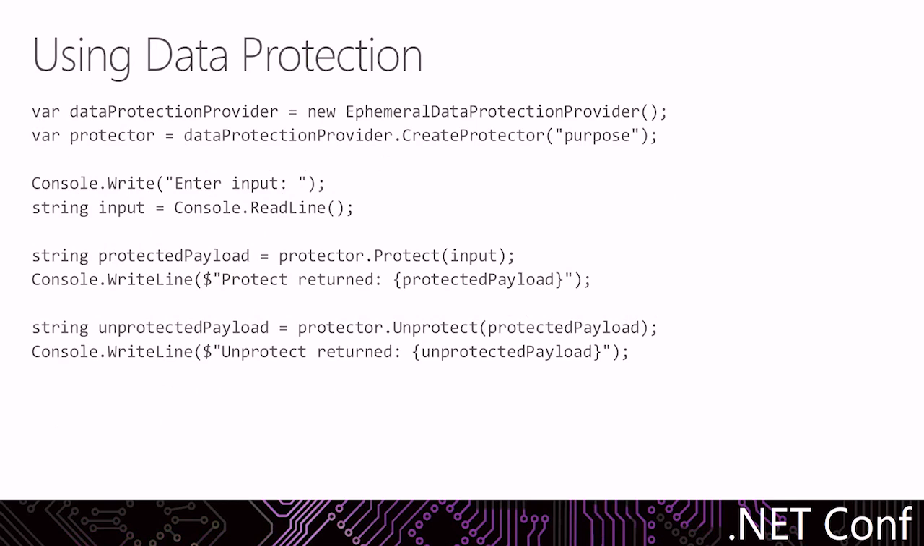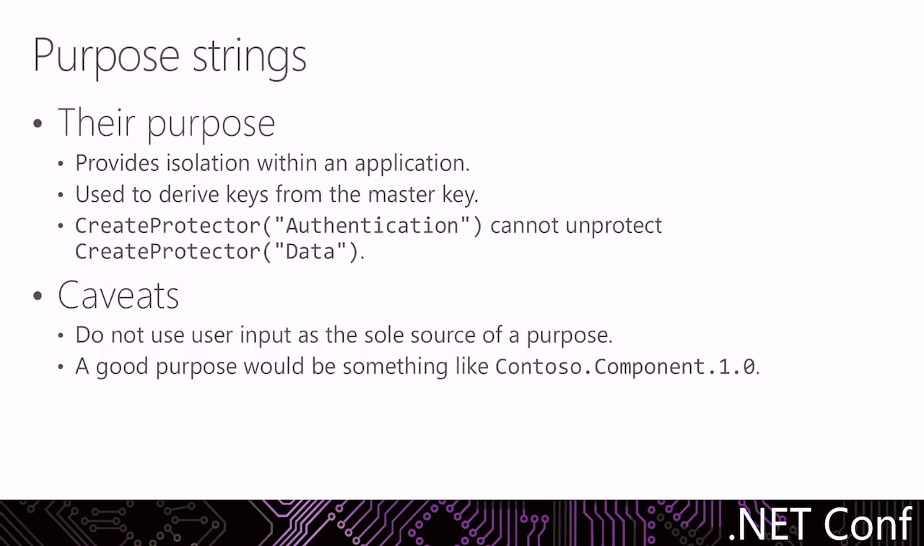An example using the ephemeral data protection provider, the one that gets thrown away. Nice and simple. I'm going to create a protector with a purpose. It's not very exciting. So purpose strings, they are, as I've said, a way to isolate individual elements within an application. So they are used to sort of derive keys from the master key. So we can create a protector for authentication. It can't be used to unprotect data that has been used with a different data protector.